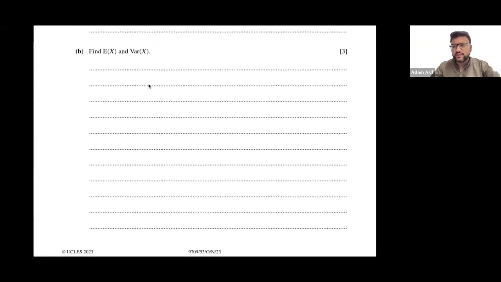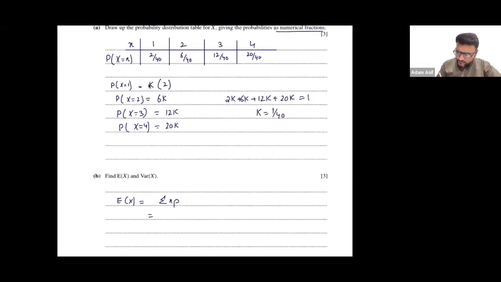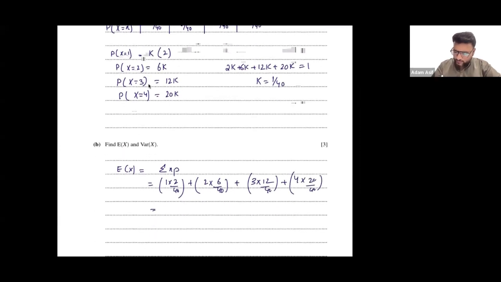Now, part B says, find the expected value of X and the variance of X. Okay, expected value of X is calculated as sigma xP. We are going to multiply the x values with the probabilities. So that's going to be 1 times 2 upon 40 plus 2 times 6 upon 40 plus 3 times 12 upon 40 plus 4 times 20 upon 40. So we are going to get E of X as 13 upon 4.